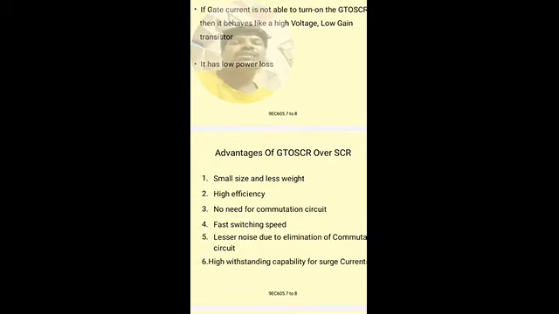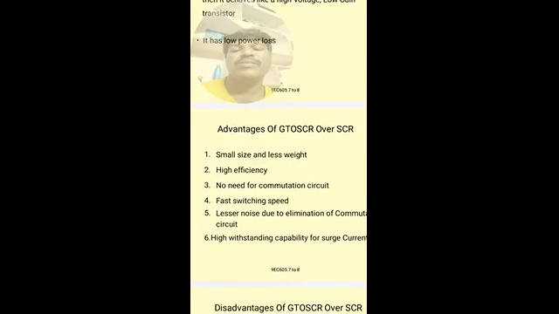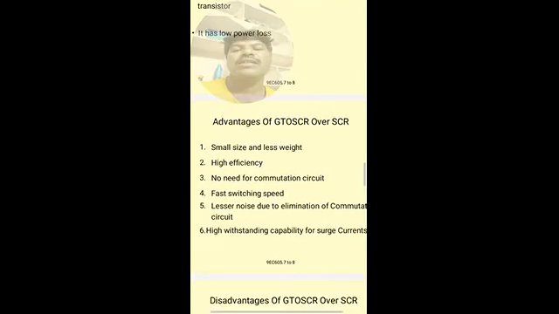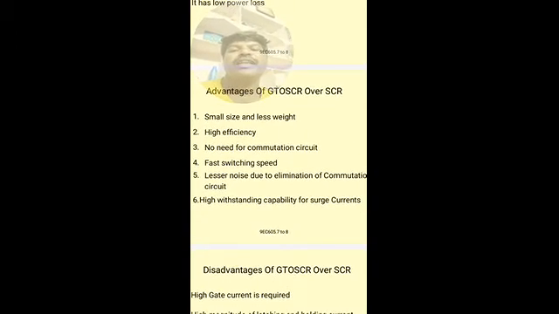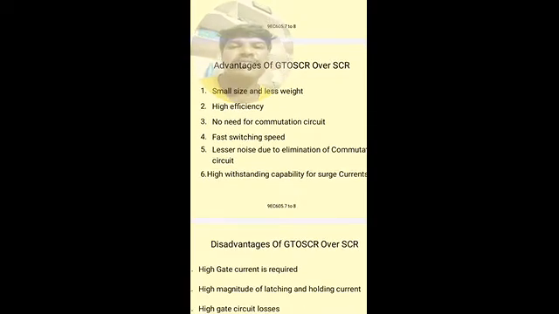Advantages of GTO SCR compared with the SCR: small size, less weight, high efficiency. Compared with the SCR, losses are minimized. There is no commutating circuit, so the losses are minimized. High efficiency, no need of commutation circuit. Fast switching speed compared with the SCR. Lesser noise due to elimination of the commutation circuit. High withstanding capability of surge currents. These are the advantages of GTO SCR compared with the SCR.